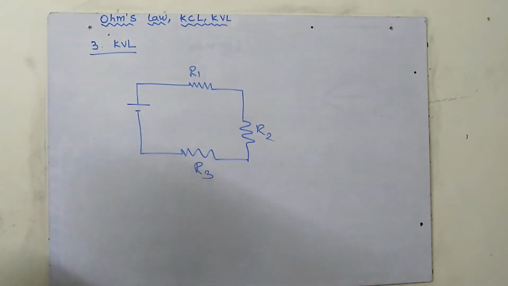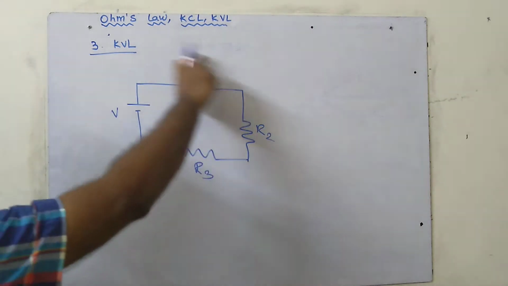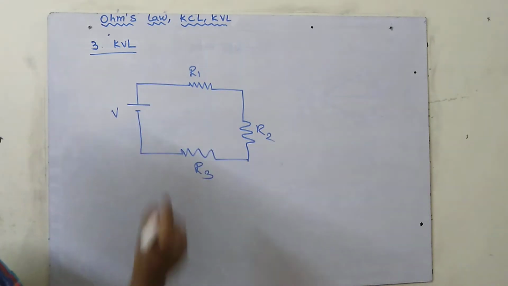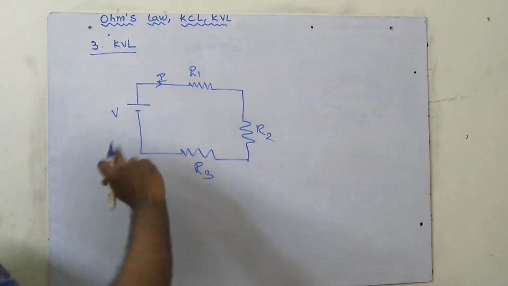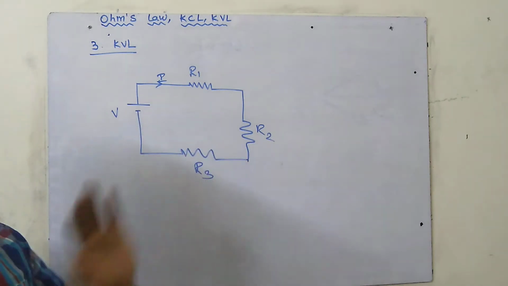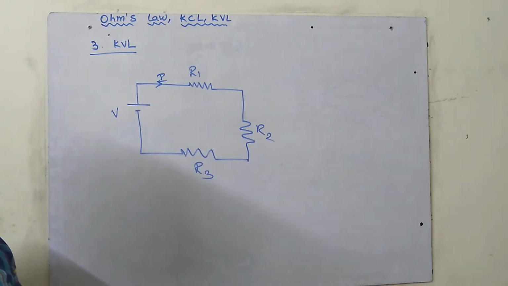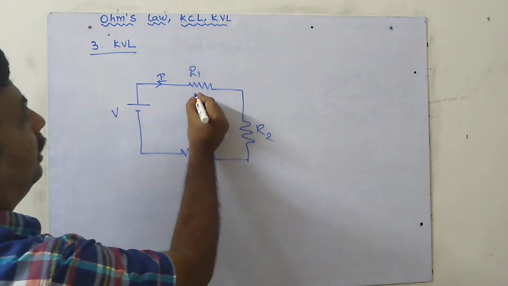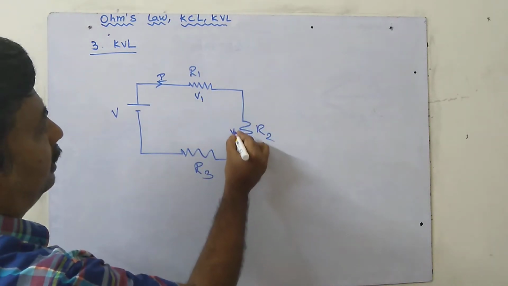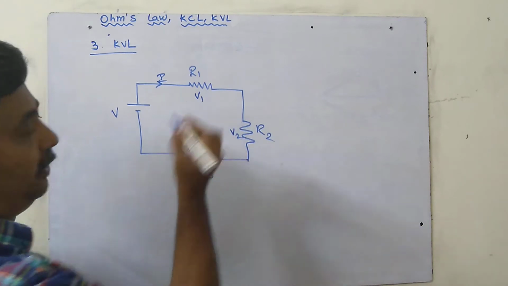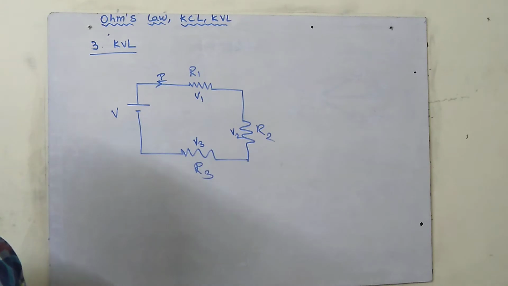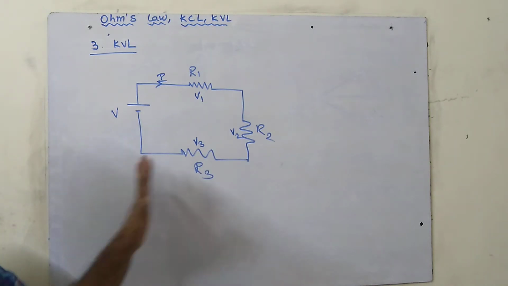Okay, what about Kirchhoff's current? This is voltage. In a closed circuit, whether the current will flow or not? Yes, current will flow. So in a closed circuit, the algebraic sum of all the potentials will be equal to 0. What is the meaning? The algebraic sum of all the potentials means here the potential will be V1, here V2, here V3. This V plus V1 plus V2 plus V3 will be equal to 0. This is the Kirchhoff's current law. Oh, sorry, Kirchhoff's voltage law.